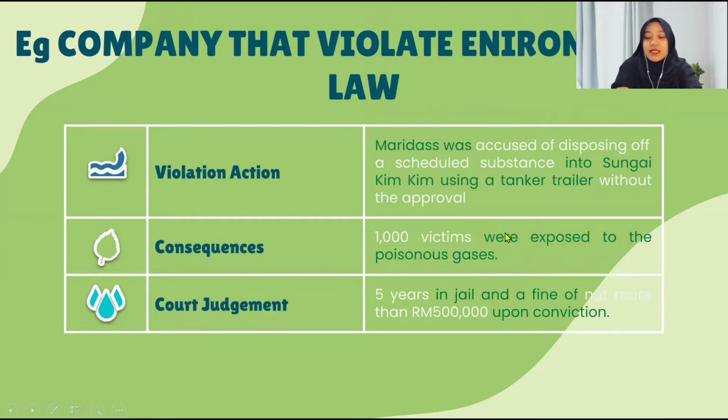The violation action taken here is the company was accused of disposing of a scheduled substance into Sungai Kim Kim using a tanker trailer without the approval from the director between 12:01 a.m. and 1 a.m. on March 7. Then, the consequences: more than 1,000 victims, with 8 admitted into the ICU, were affected by the pollution. Included are students and fishermen who claimed that they were exposed to the poisonous gases.